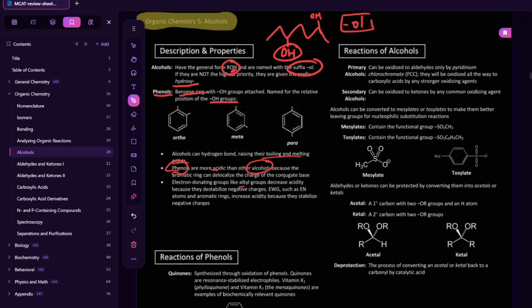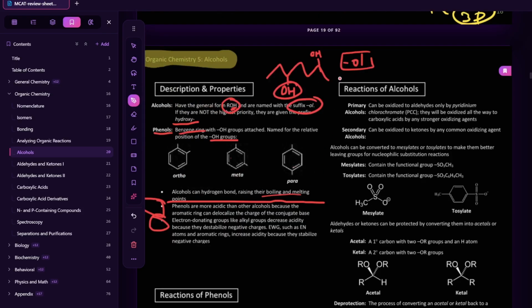Electron donating groups like alkyl groups decrease acidity because they destabilize negative charges. Electron withdrawing groups such as electronegative atoms and aromatic rings increase acidity because they stabilize negative charges. So we'll go through that in a second as well. This one we just went over, and this one we just went over. They're a little bit newer, so we'll go over those in a little bit more detail, but we're going to go over to reactions of alcohol.